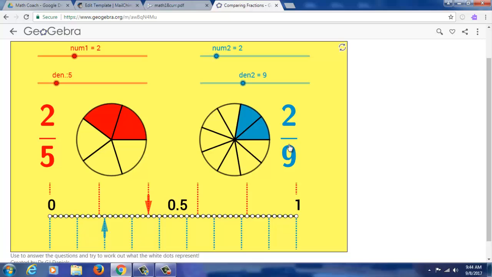Some students are confused when I have the same numerator. How can I know which one is greater? So in this case, from the number line, it's clear that 2 over 5 is greater than 2 over 9, but they need to know the reason.